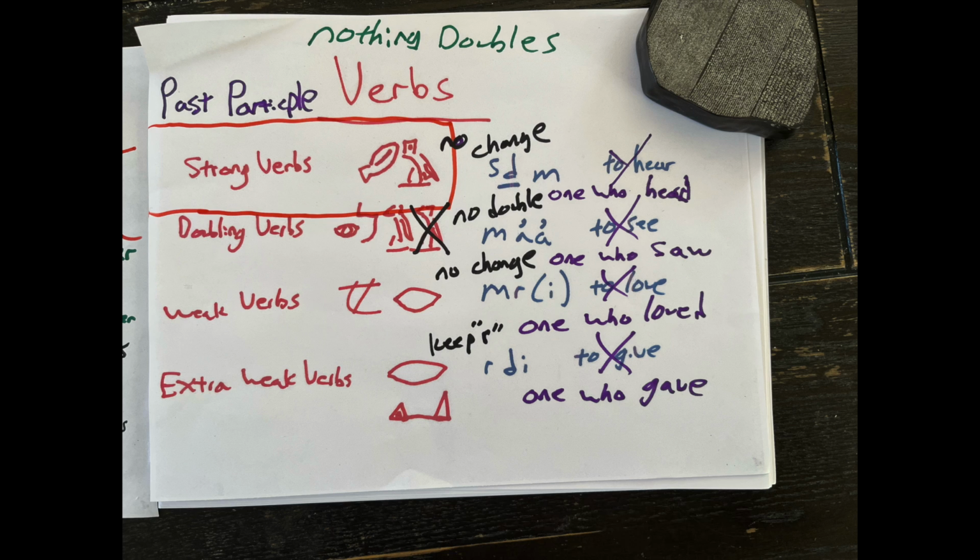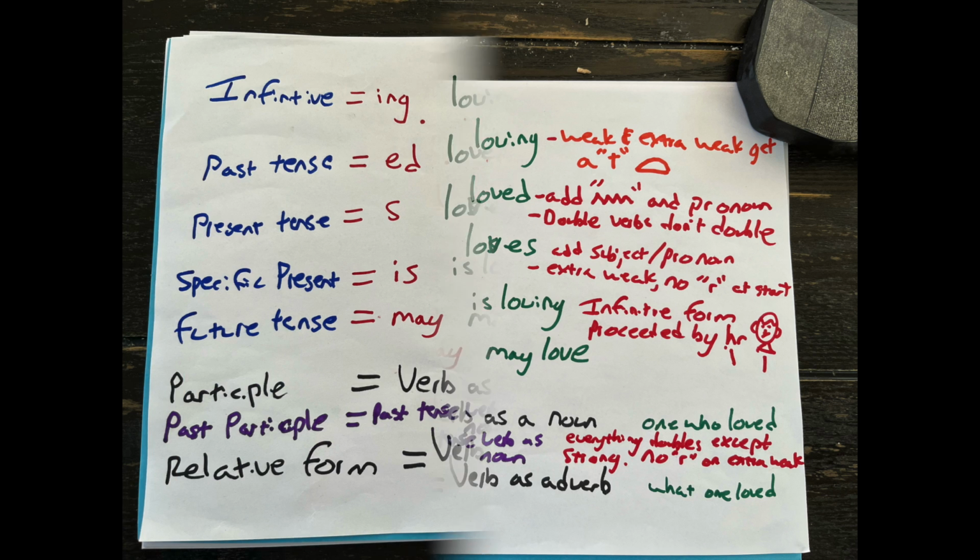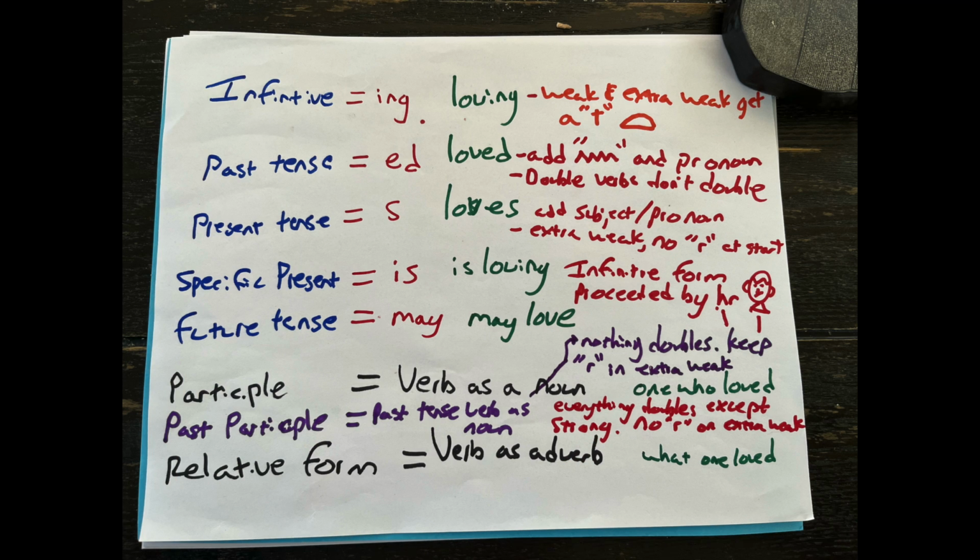But that's why we have different verb forms, and hopefully within the paragraph you're reading, there will be multiple verbs, and you'll be able to find the verbs in the right tense that have the sign in them that tells you what tense you're in. So we can now go ahead and add past participle to our list, noting that nothing doubles, and you keep the R in extra weak. That's kind of your clue, if you will, that you are in the past participle form.